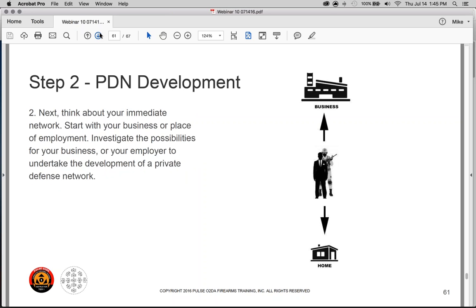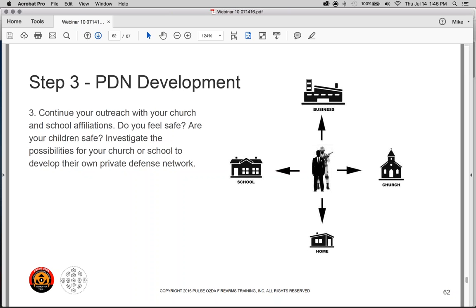Next step, think about your immediate network. Start with your business or place of employment. Investigate the possibilities of your business or your employer to undertake the development of a private defense network. Just because you may not want to expand your competencies and capabilities beyond the utilization of a handgun doesn't mean that you can't be a major contributor towards building out that private defense network by reaching out to various organizations that you interface with in your community day in and day out. The first place to start would be your business or place of employment.